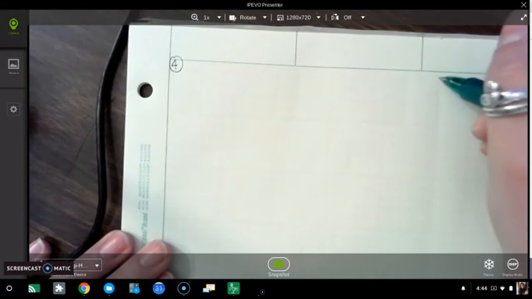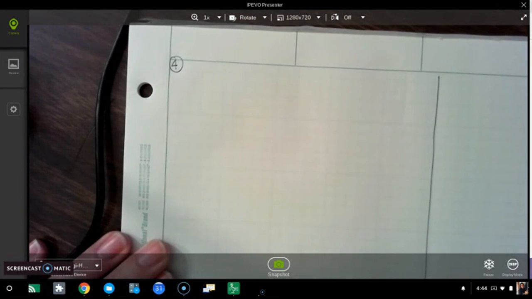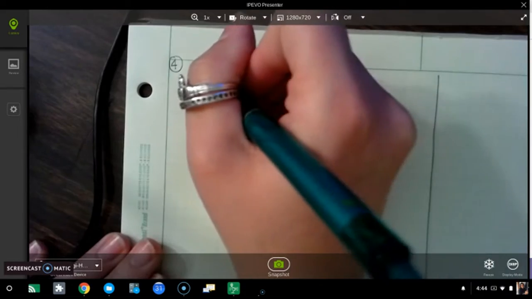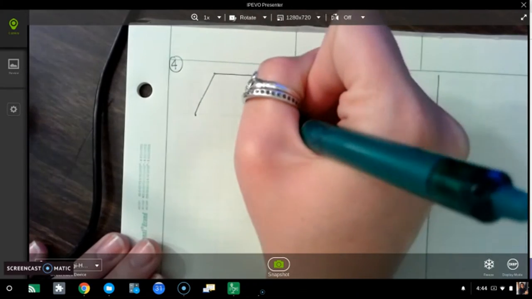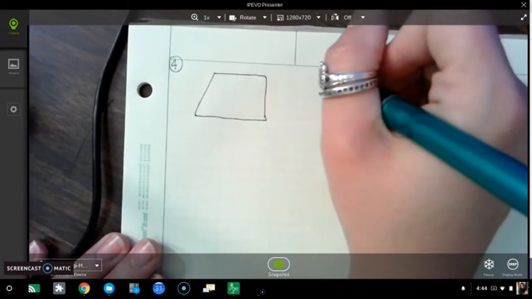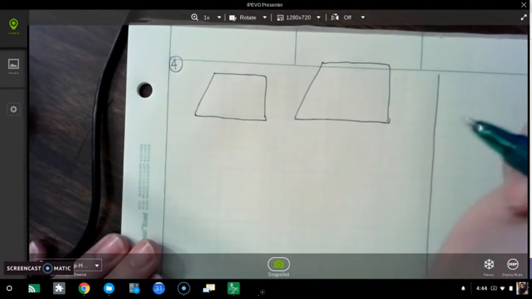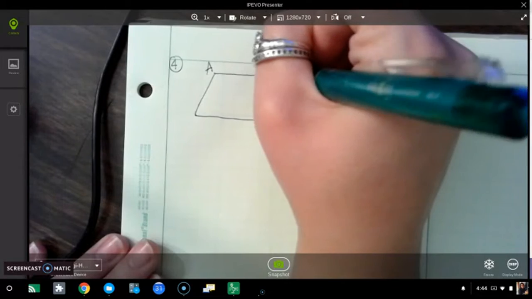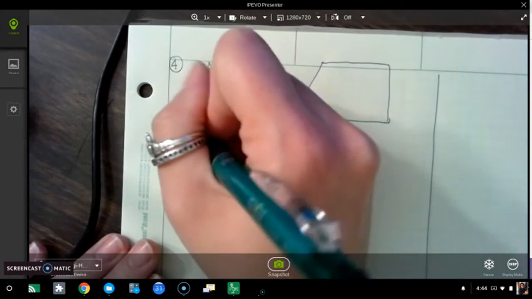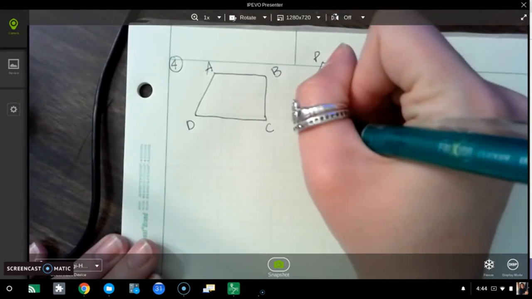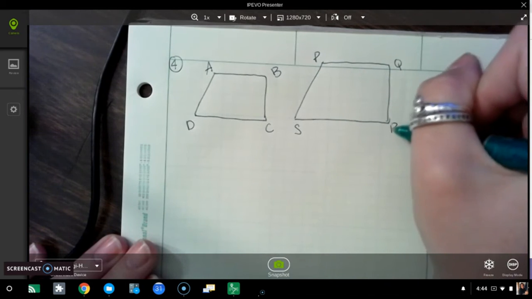Moving on to number 4. This guy is not drawn to scale whatsoever, but it's okay. I'm not sure who made this quiz review, but we will still love them anyways. So this is A, B, C, D, P, S, Q, and R.